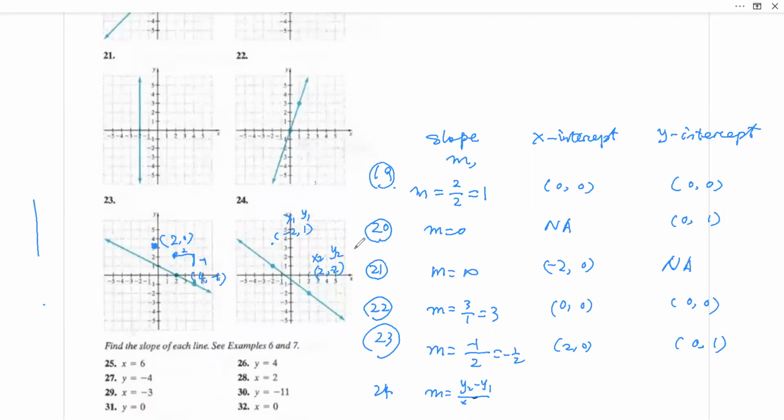Okay, so x2 minus x1. I'm sorry. So here is -2 minus 1, right? x2 is 2 minus -2, so plus 2. So it's -3/4. So what's the x-intercept?